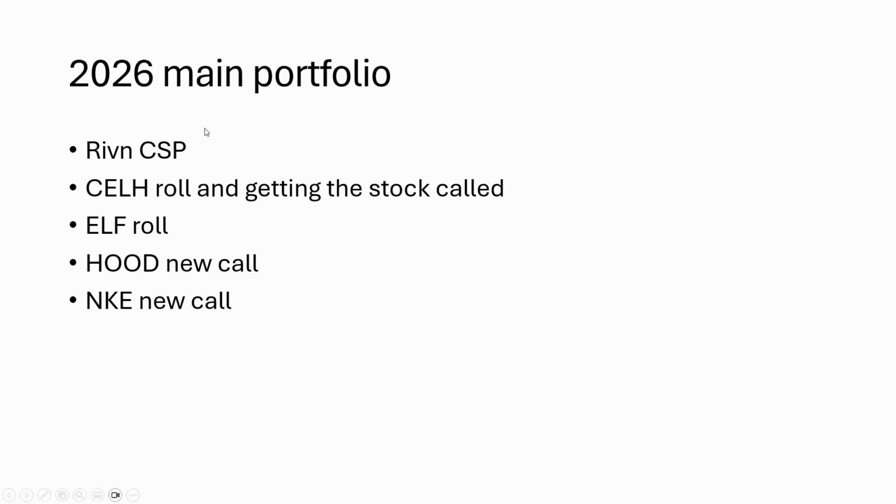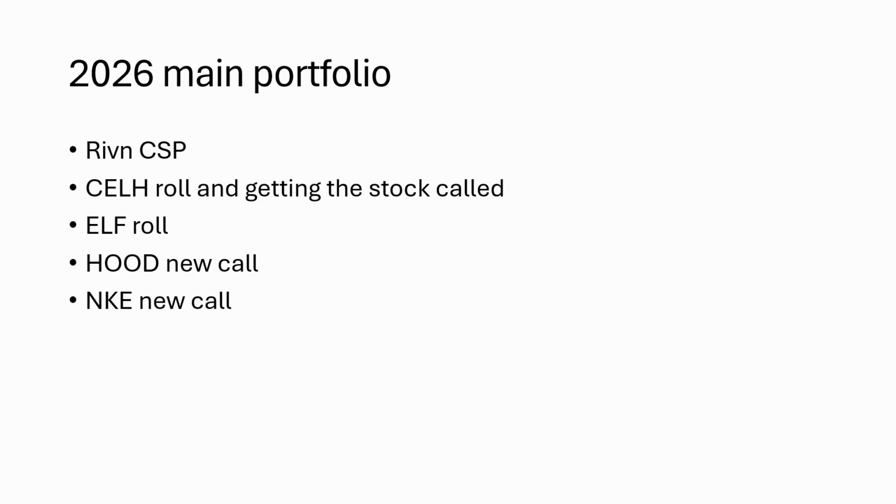My Celsius roll, that got messed up. I'm not used to Alpaca. That just got messed up this week. My stocks, some of them got called and some didn't. Some actually did roll. I'm confused with what happened. It told me that it went through, but it didn't.